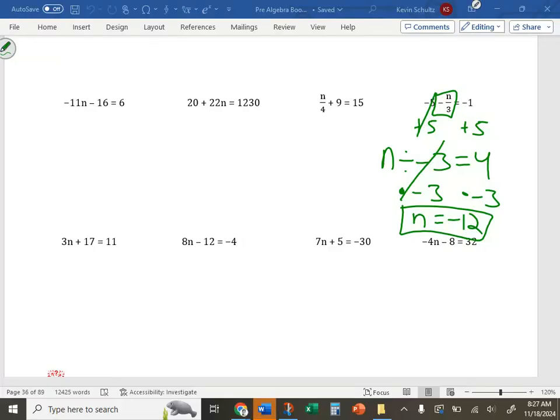So, on the back side, if you're looking for an example, something to kind of compare it to, you can look at the front. That can help you out.